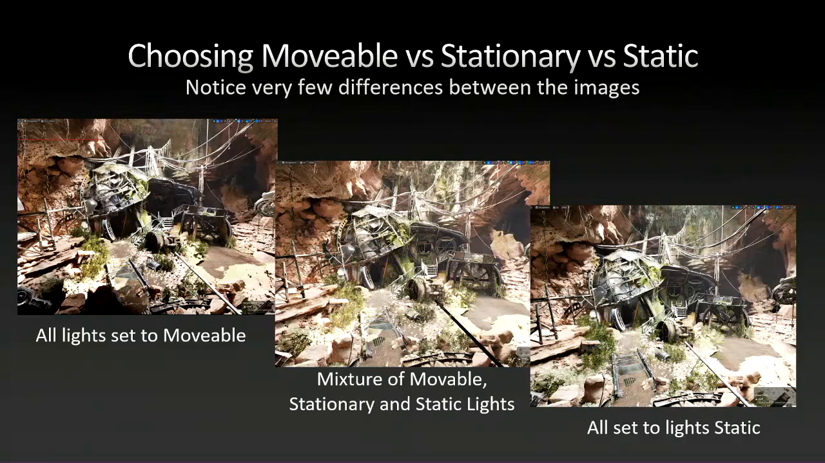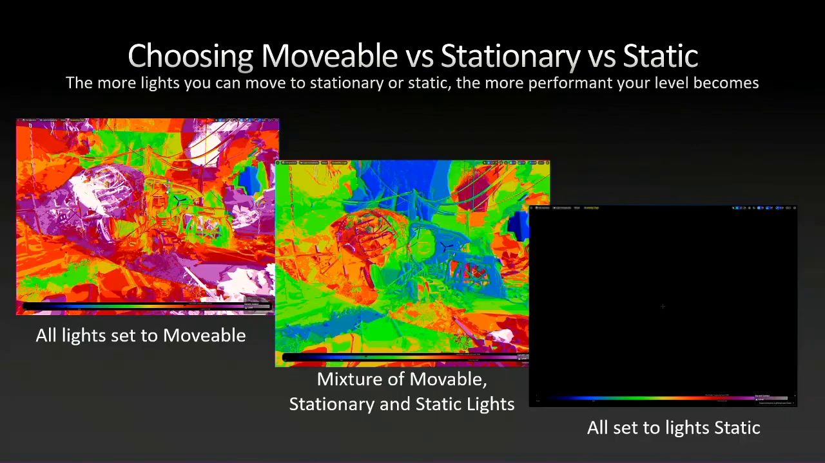Now remember, this is a singular screenshot, so we don't see it in motion. Motion will also inform you on what lights you want to pick, based on how much dynamism you want. But if we look at the light complexity view, we can see all of my movable lights are very expensive.